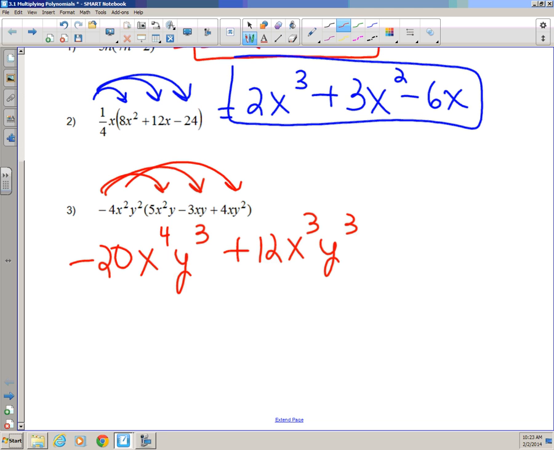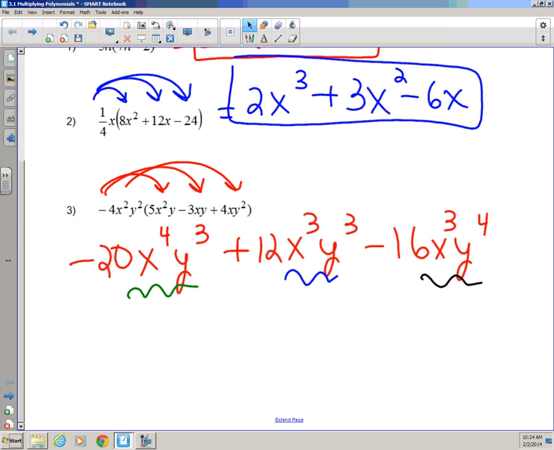One last time, negative 4 times positive 4 is negative 16. X squared times x, x cubed. Y squared times y squared, y to the fourth. In terms of your like terms, do you have any? Well, x to the fourth y cubed is nowhere else. This is x cubed y cubed. This is x cubed y to the fourth. So there are no like terms. This is your final answer.